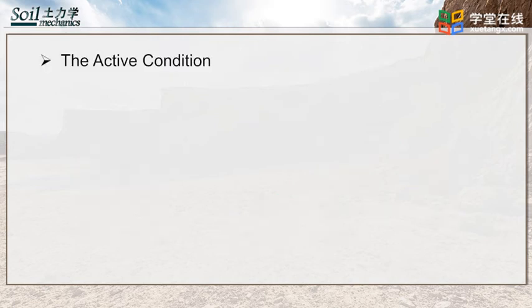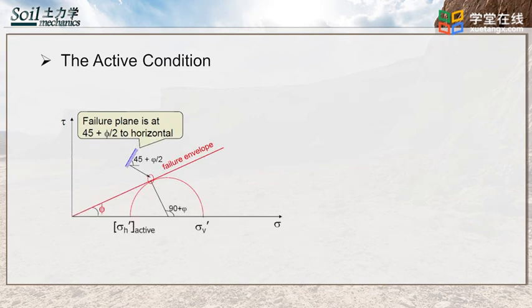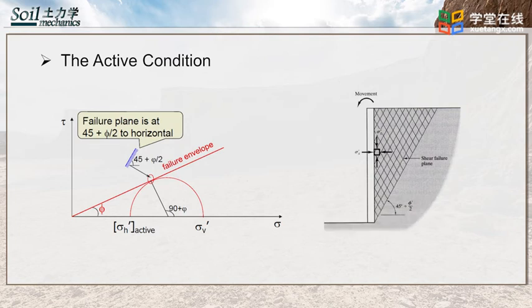During active condition, the wall moves away from soils. As a result, part of the soil mainly near the wall are stretched since the boundary is moved away. Then, a shear failure plane is formed in the soil, as shown in the figure on the right. The failure plane is 45 degrees plus half of the friction angle to horizontal, as shown in the left figure.